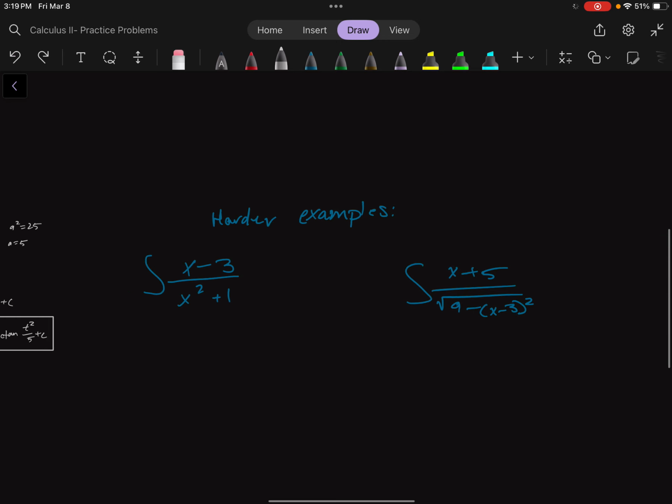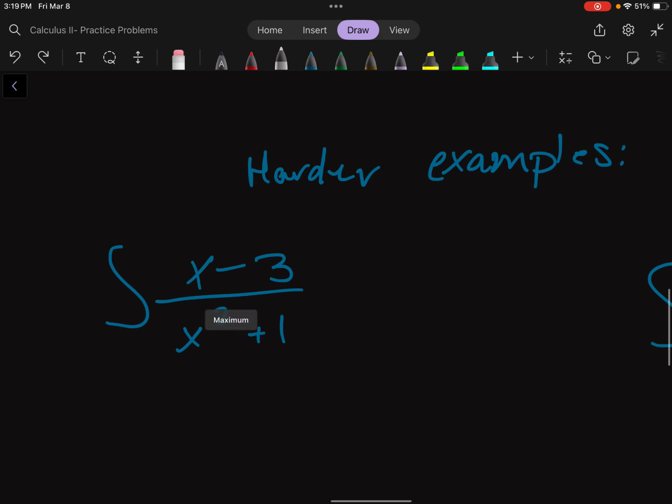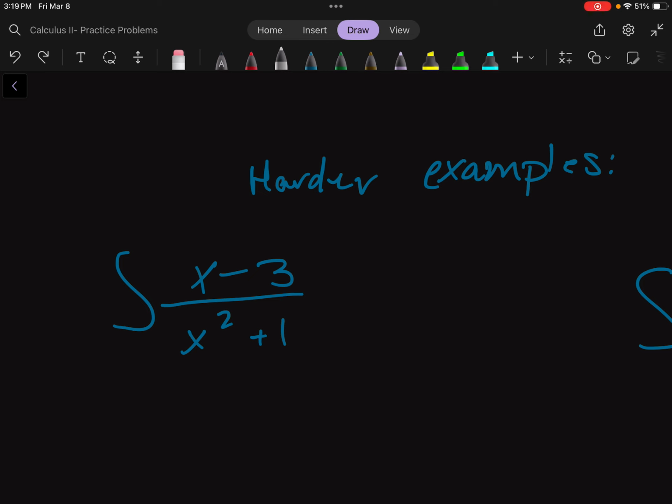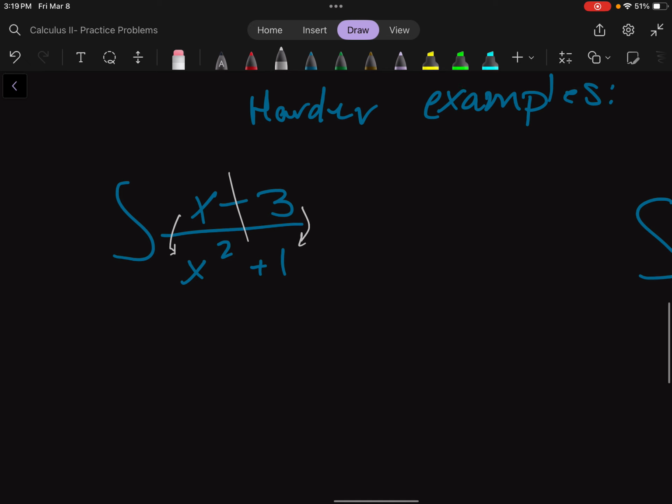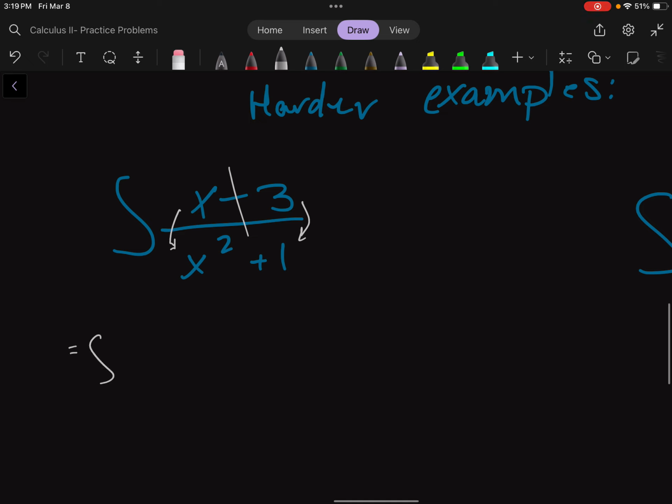So let's look at now some harder examples. What I see is that if we split this right here, this is going to be an easy u substitution, and then this one will become the arctangent. We're going to strategically split it into two integrals. It's going to become the integral of x dx over x squared plus 1 minus 3 integrals, if you factor out the 3, of x squared plus 1. So this one is going to become the inverse tangent one, right?